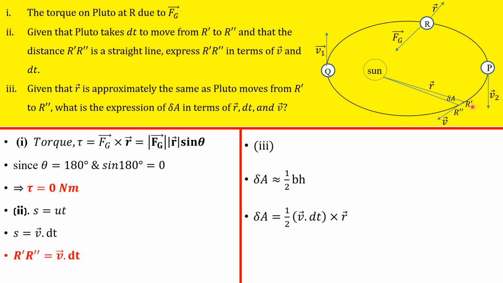What's our base here? Our base here is basically r prime prime, and that base is what? V delta t. So we now have the fact that we have v delta t here. Like I said, the base here is just r prime prime, which is therefore just v delta t. And our height again is just r vec, because the distance from r prime to r prime prime is so small that it almost maintains the same position vector from the sun all the way to the planet. So we have r vec there, and that is our dA, right?